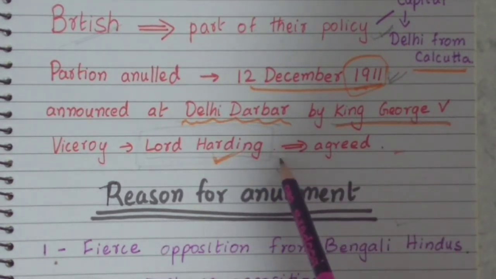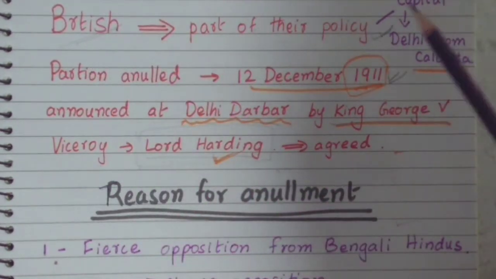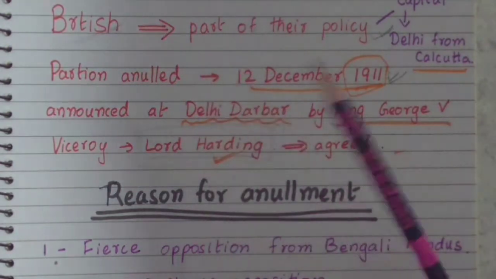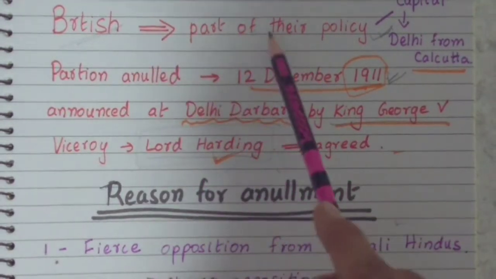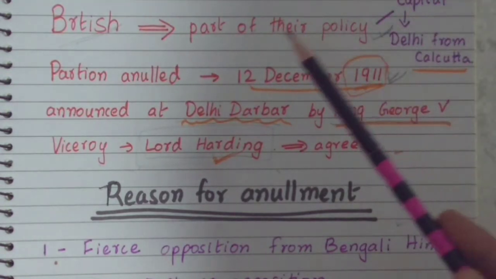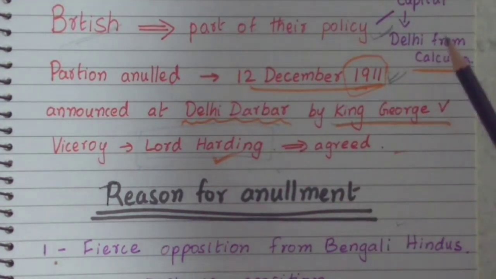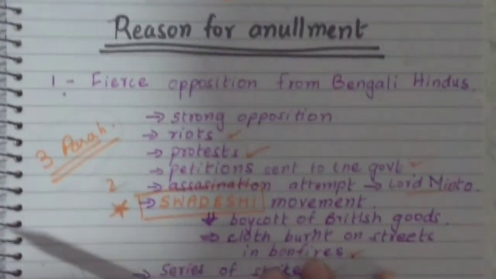So, remember that. Now, the British had to give some sort of a reason to the rest of the world. Why were they annulling the partition when they were the ones who had come up with it? So, they said that it was part of their policy. And just to give an impression that it was part of their policy, they shifted the capital from Calcutta to Delhi.